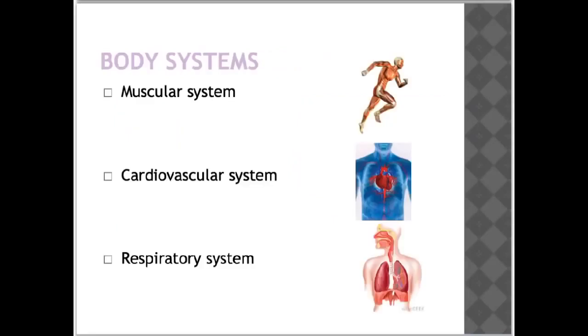When we consider acute and chronic physiological responses to exercise, we're going to be looking at the muscular system, the cardiovascular system, and the respiratory system. The muscular system consists of skeletal, smooth, and cardiac muscles. It permits movement of the body, maintains posture, and circulates blood throughout the body.